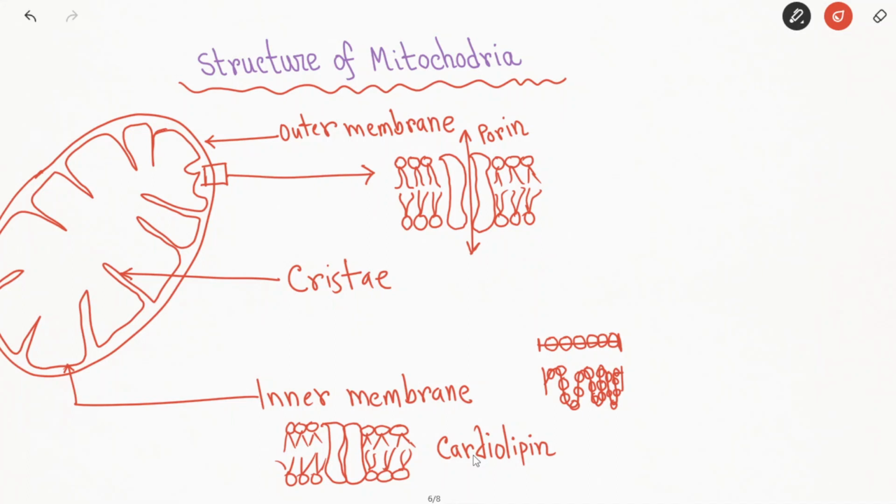And the jelly-like substance that is surrounded by the inner membrane is called the matrix. So we will call the inner substance, the jelly-like substance of the mitochondria, the matrix. So we will call it matrix.